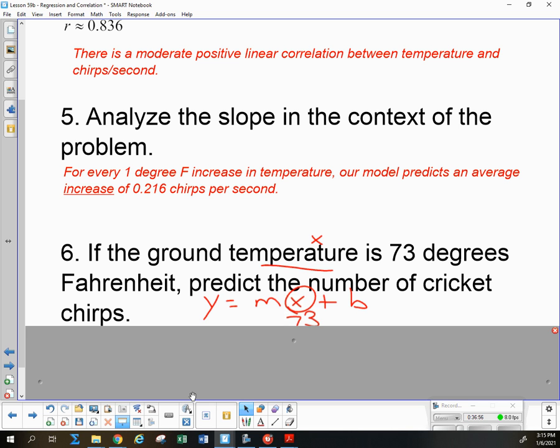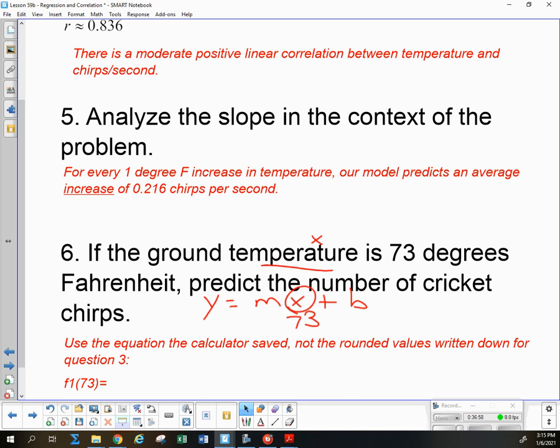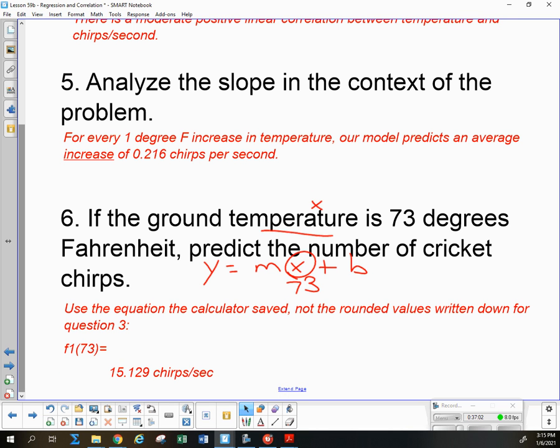Go back to our Cricut note sheet and type in that the F1 of 73 gave us 15.129. And then we're going to label that chirps per second. And that concludes our lesson for today.